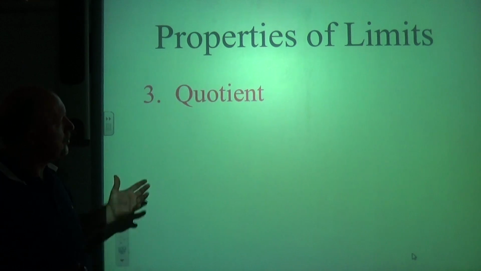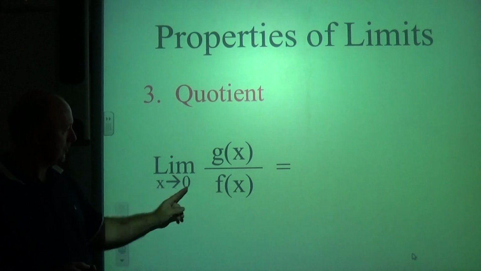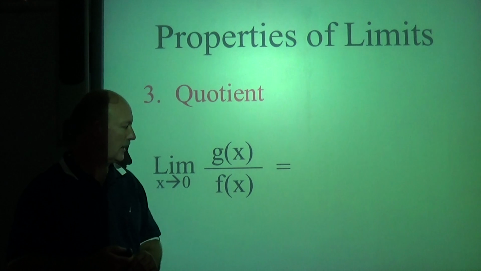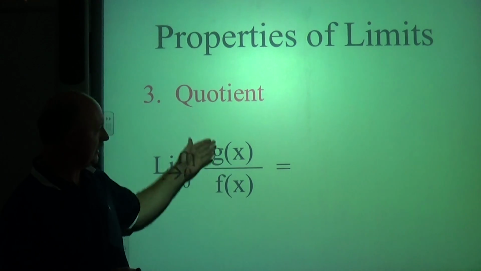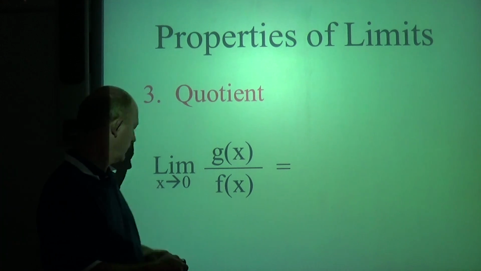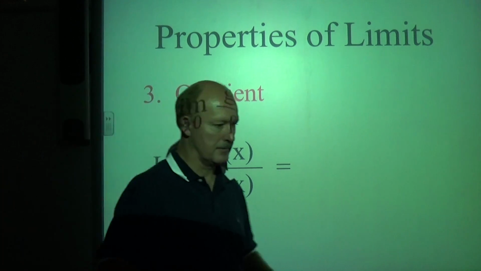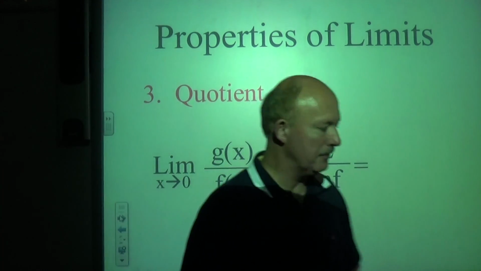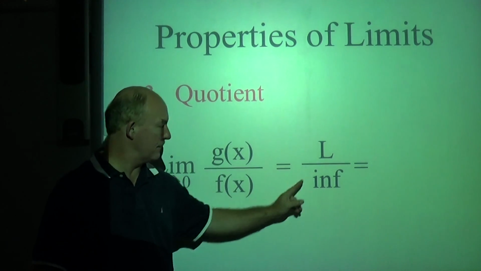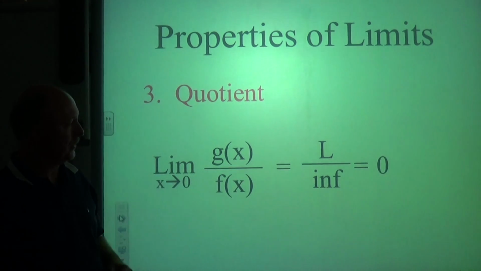Let's see, our quotient property. Let's take a look at that also. So we take the limit as x approaches 0 of g of x divided by f of x. Now we said the limit of f of x was infinity, and g of x is some number. So once again, the limit of g of x is some number, and f of x is infinity. So you get some limit divided by infinity, which is 0.